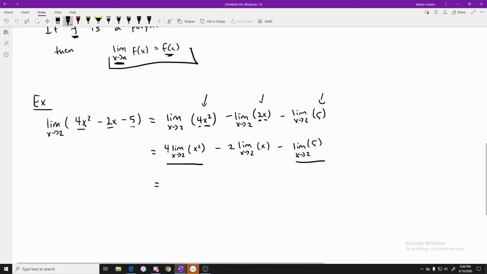So let's do that now. We can take 4, and then we are going to plug in 2 for x, and that is what the limit is going to evaluate to. So I'm going to do that now.